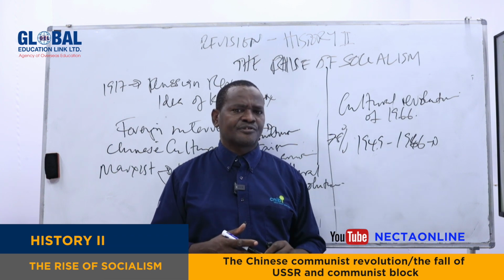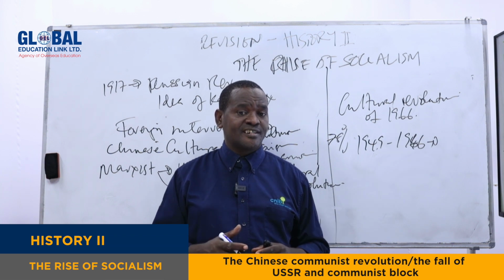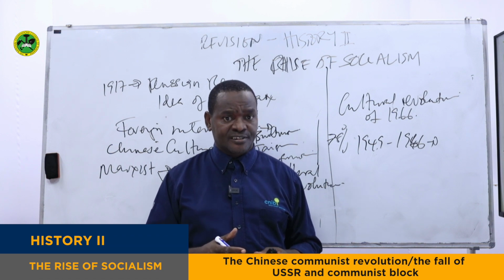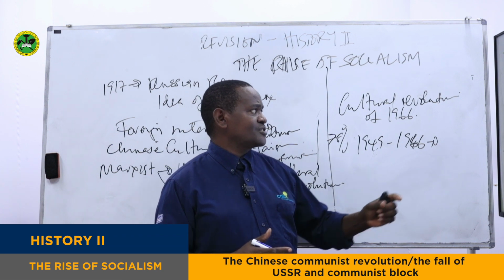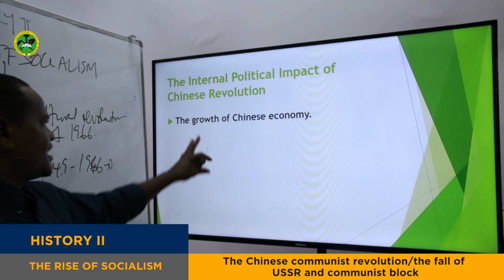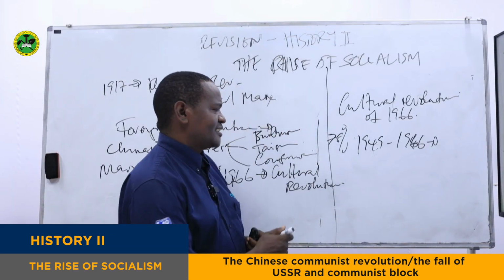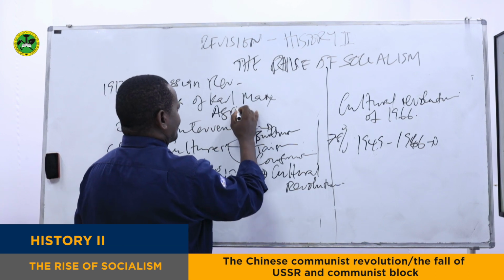Earlier, of course, there was what was called the Great Leap Forward, which resulted in the death of a lot of Chinese people. It is said that about 30 million Chinese people died during that Great Leap Forward of trying to change the Chinese economy. Another thing which is also an economic impact of the Chinese revolution was the growth of the Chinese economy. The Chinese economy, remember, at the time of the revolution, was typically agrarian.